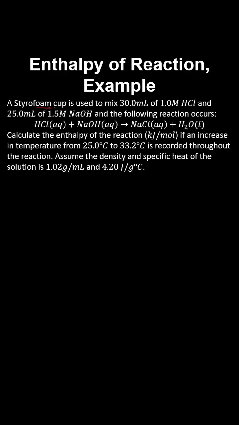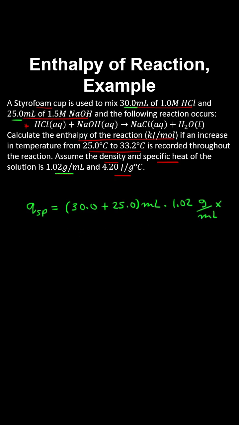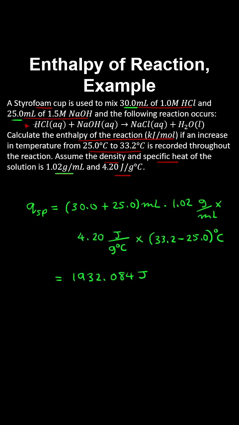A styrofoam cup is used to mix solutions of hydrochloric acid and sodium hydroxide, and the following reaction occurs. Calculate the enthalpy of the reaction if an increase in temperature is recorded. The heat absorbed by the solution at constant pressure is equal to the mass of the solution, which is the volume multiplied by the density, multiplied by the specific heat and the change in temperature. And to obtain the limiting reactant, we calculate the number of moles of hydrochloric acid, which is volume times molarity, and the number of moles of sodium hydroxide.